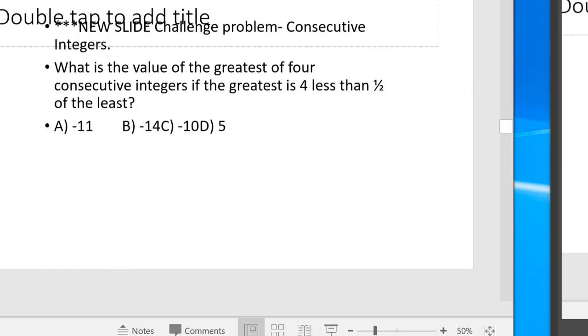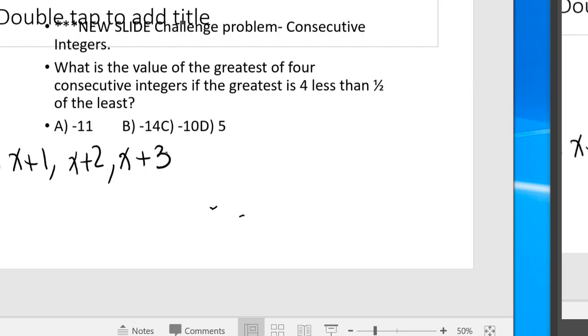Like, in terms of a variable. Let's call that x. If my smallest value is x, then what's the next value going to be? X plus 1. And then x plus 2. And then what's the last one going to be? X plus 3.